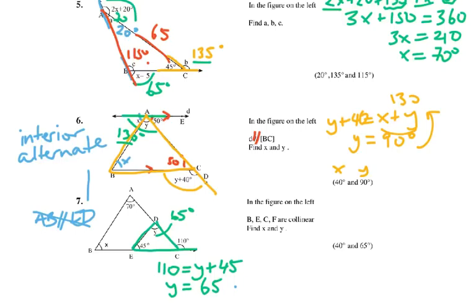Now let's look at the bigger triangle. Maybe let's do it in red. ABC, we can consider 110 as the external angle for these two interior angles. So we can say 110 is equal to x plus 70. Now subtracting 70, we'd get x equal to 40. Okay, and we've found x and y.